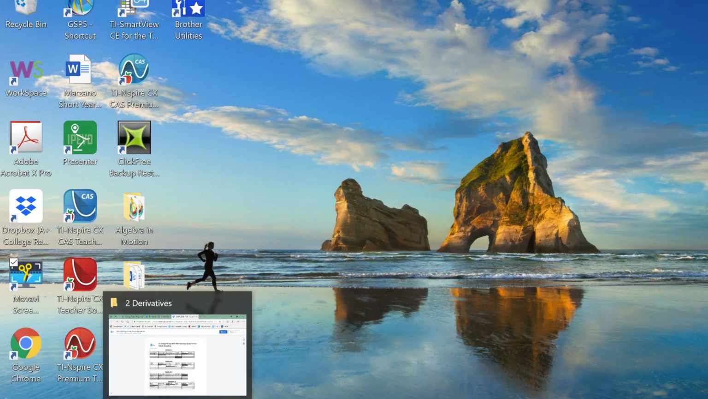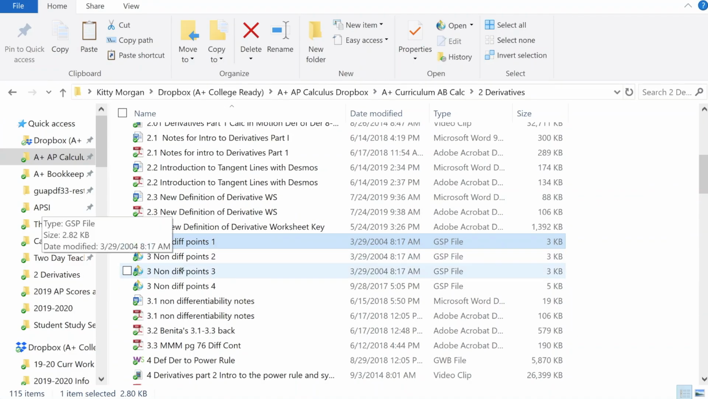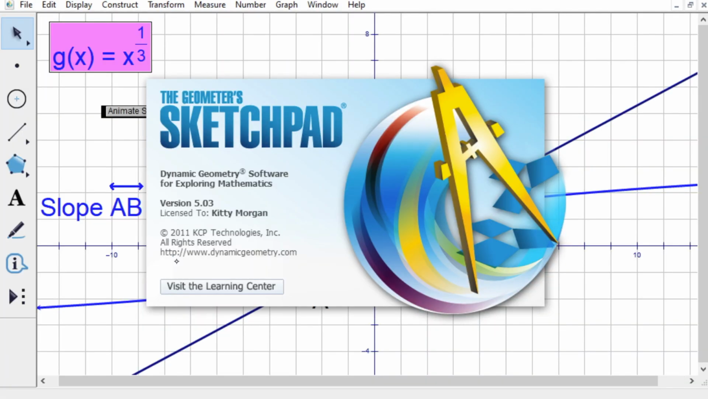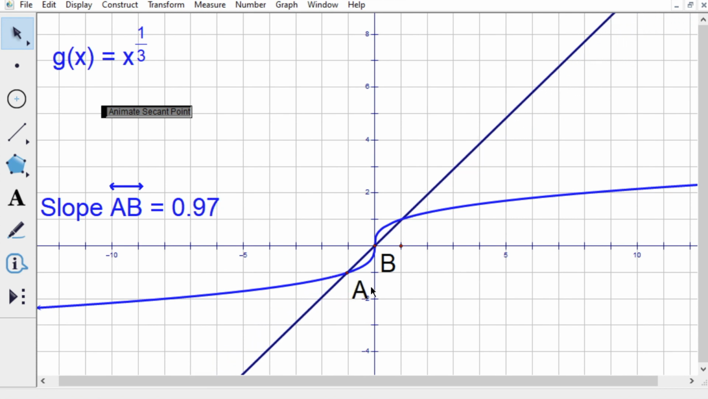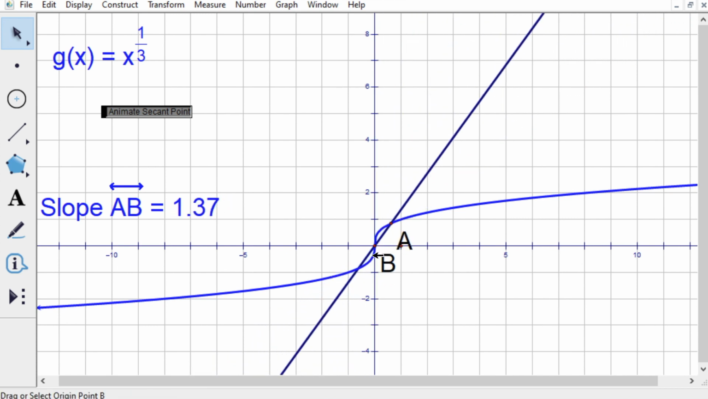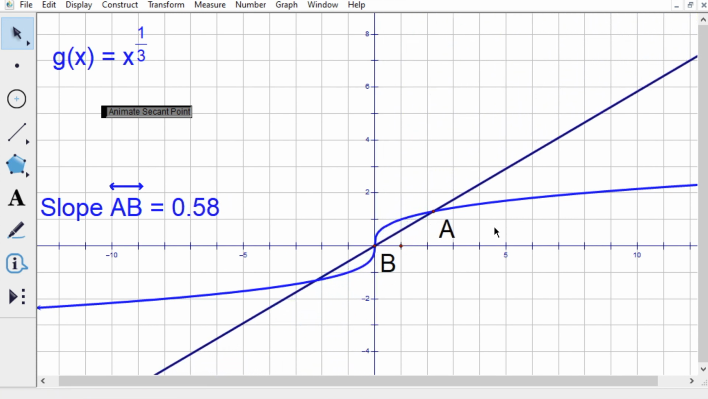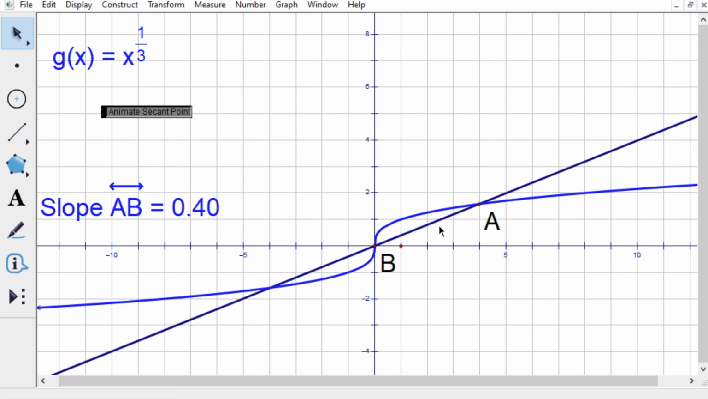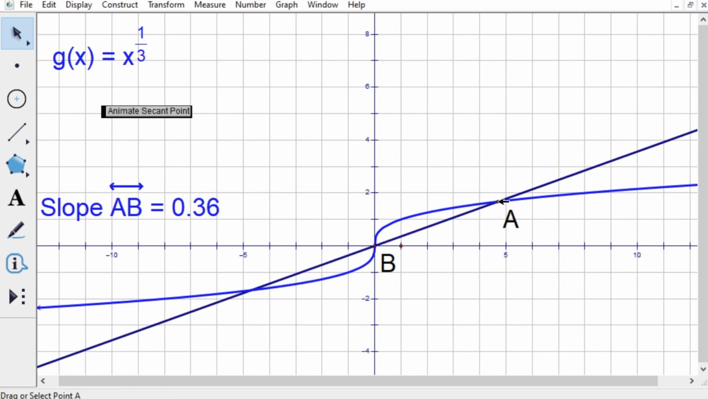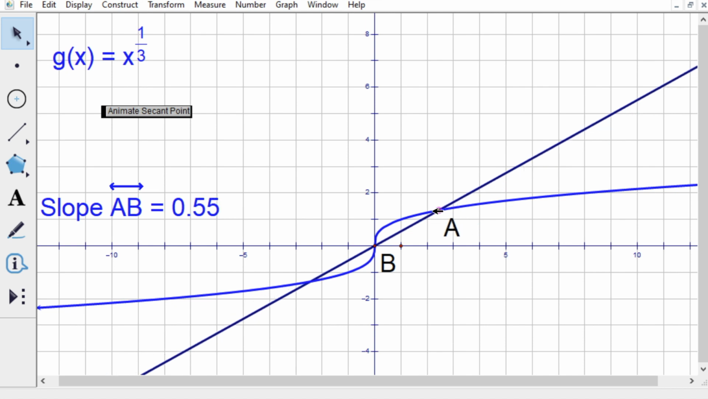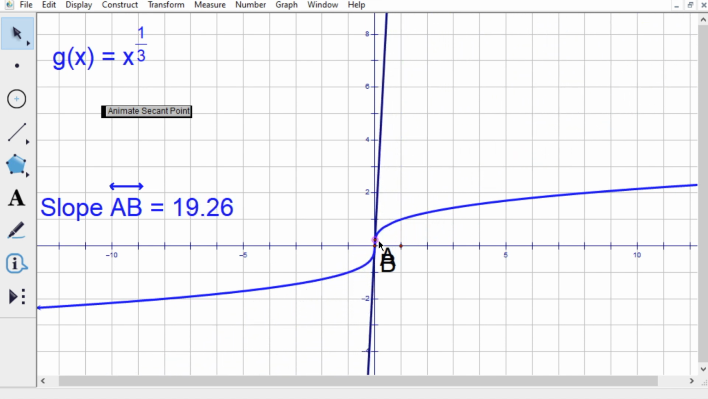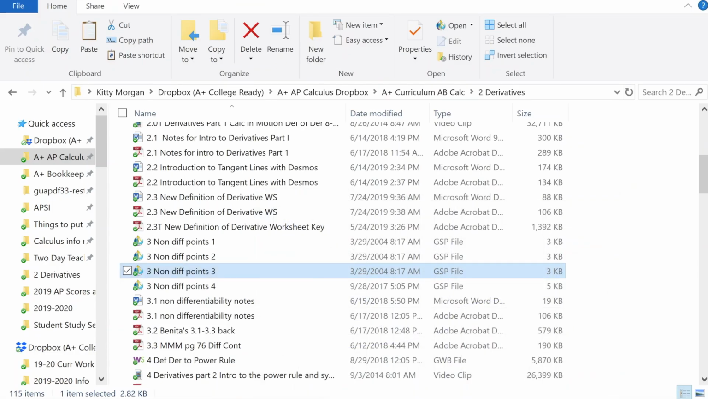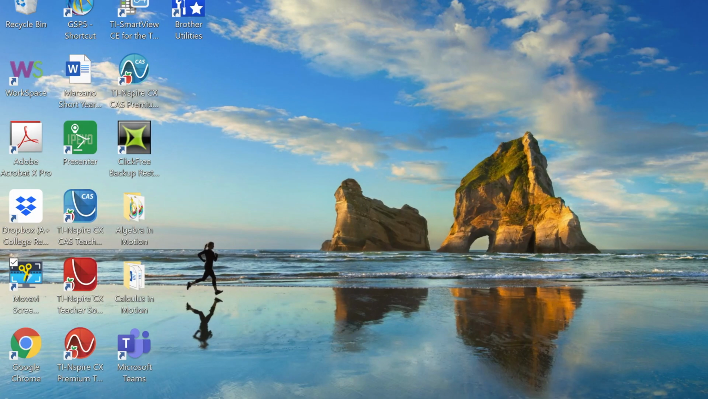Let me go back and pull that up for you. And here we go. Hopefully that's it. There we go. And let's animate the point. Now notice, as A goes to B, what kind of line do we have again? We have that vertical line. And so when A goes to B, the line goes vertical. That means the slope is undefined. And so again, we have that non-differentiable point.